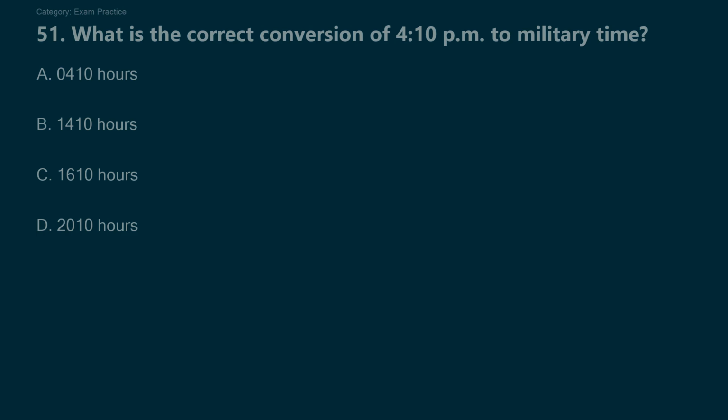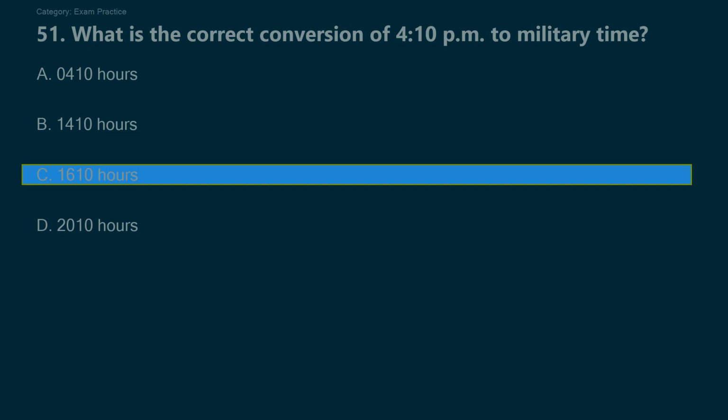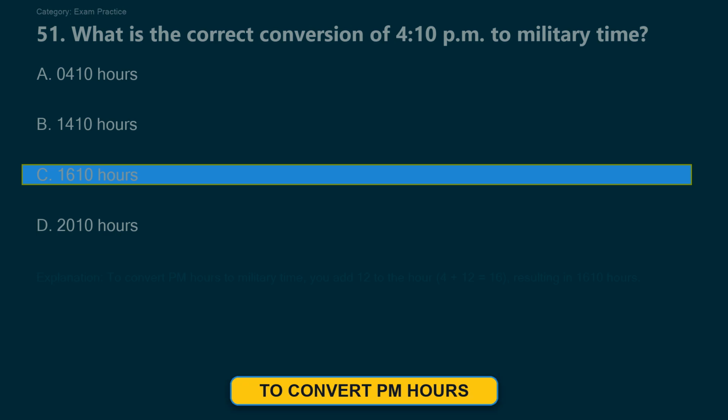Question 51. What is the correct conversion of 4:10 p.m. to military time? Option A, 0410 hours. Option B, 1410 hours. Option C, 1610 hours. Option D, 2010 hours. The correct answer is option C, 1610 hours.